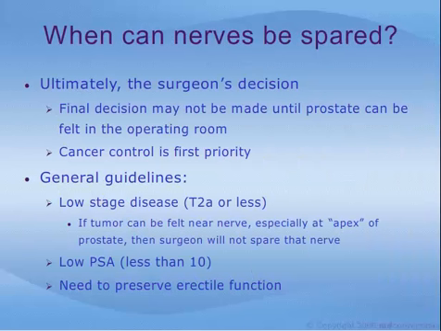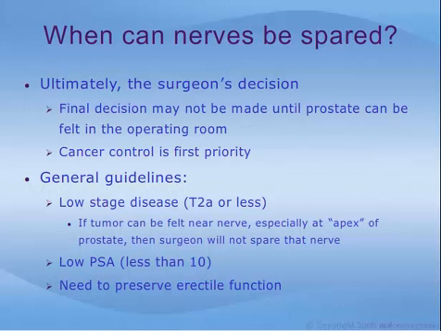So when can these nerves be spared? While there are some guidelines, ultimately it is the surgeon's decision, and the final decision may not be made until the prostate can be felt in the operating room. The surgeon's first priority is cancer control, and this cannot be compromised for the sake of nerve preservation. General guidelines for nerve sparing are listed here.